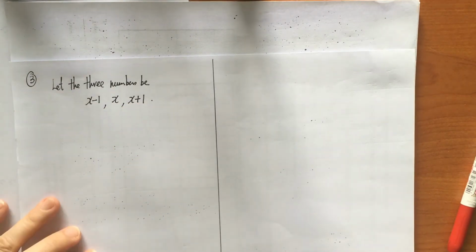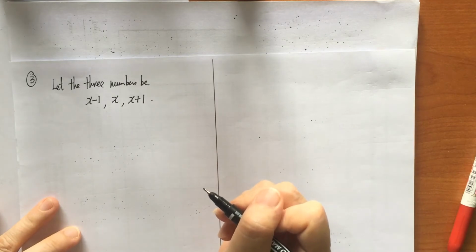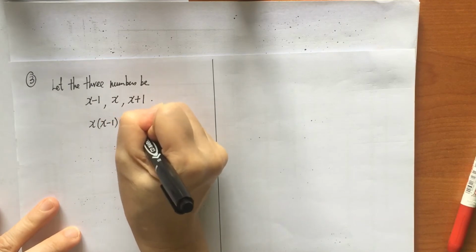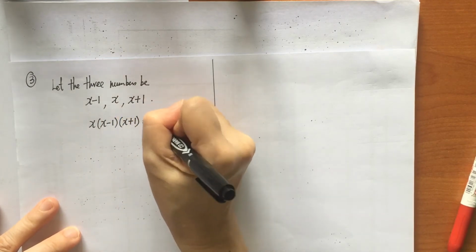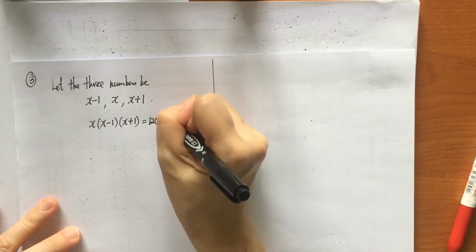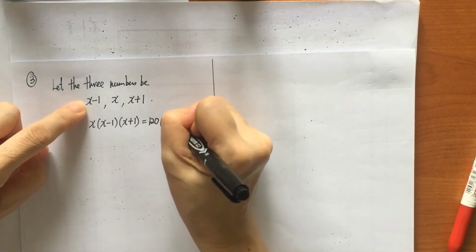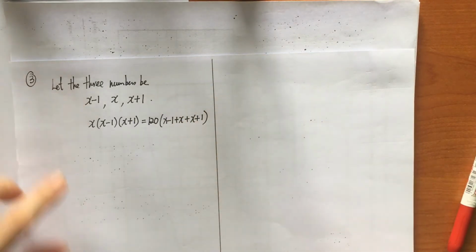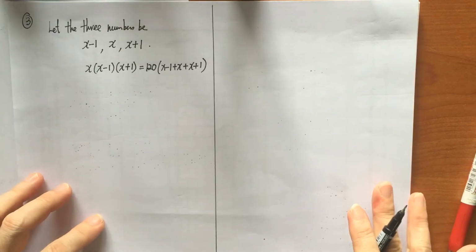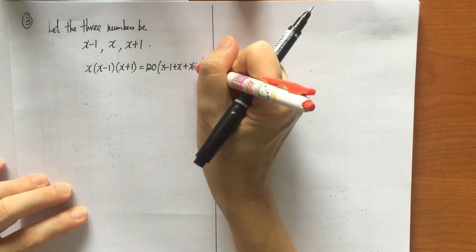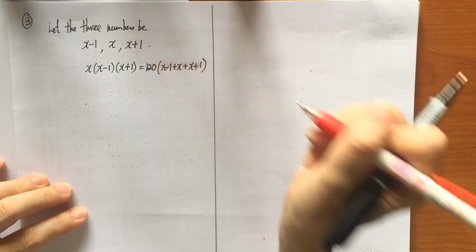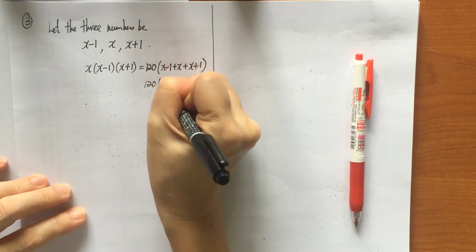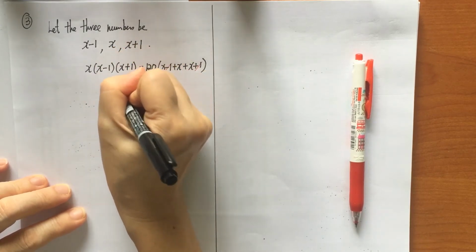Okay, so the product of these 3 numbers is 120 times their sum. So the product, so x times x minus 1 times x plus 1, okay, is equals to 120 times their sum. So what's their sum? Their sum will be x minus 1 plus x plus x plus 1. Okay, so this is the equation, the most important equation that you have to form. Okay, so here I have a plus 1 and a minus 1 cancel out, and so I have 120 times 3x. As for this one, I have x squared minus 1.